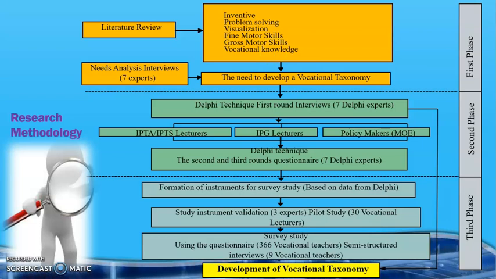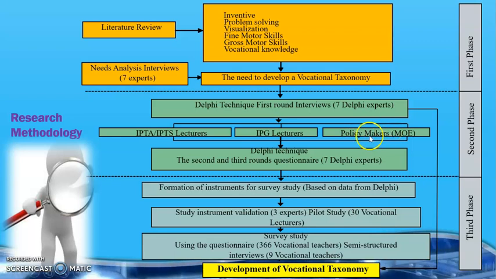Therefore, there is an urgent need for a new taxonomy tailored to vocational needs. The second phase involves the design and development of a vocational taxonomy. In this phase, the Delphi technique is used to obtain expert agreement to validate the identified domains. Seven experts, comprising lecturers from teacher training institutes and universities, as well as policymakers from the Malaysian Ministry of Education, were selected for this part of the study.